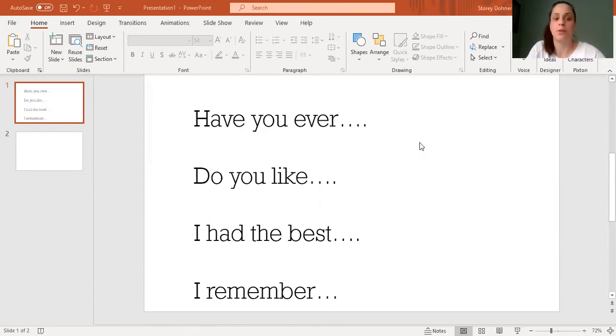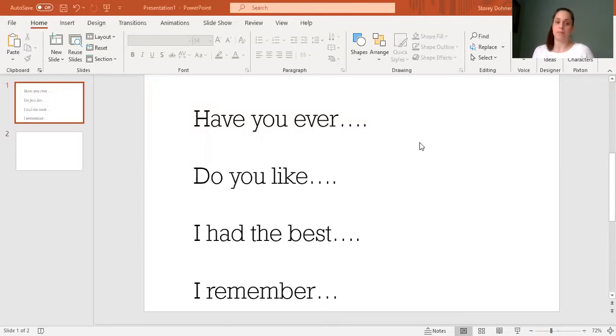The next example is, do you like? So for my sentence, I might say, do you like frogs? Once again, it's another question, and it gets your reader a little bit interested in what you are writing about. My third example is, I had the best blank. So I would write, I had the best day at the pond.